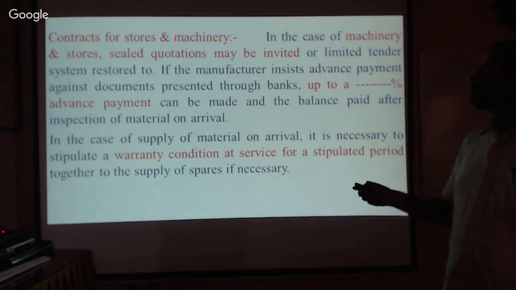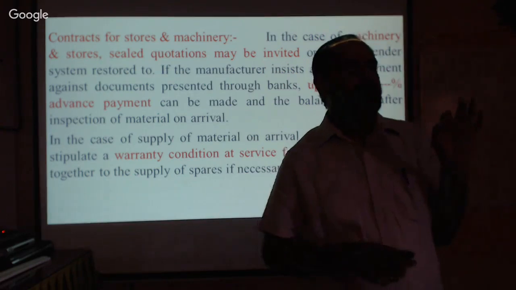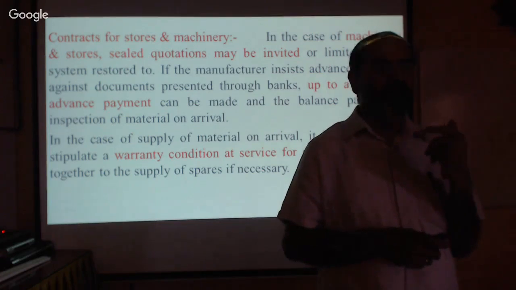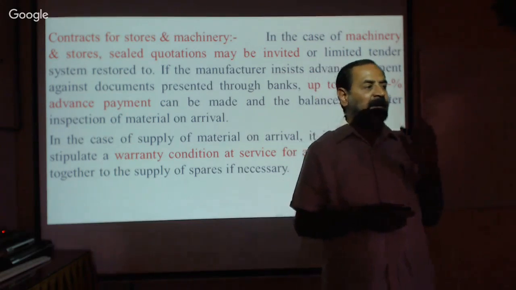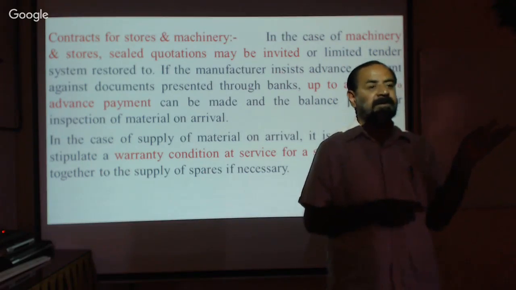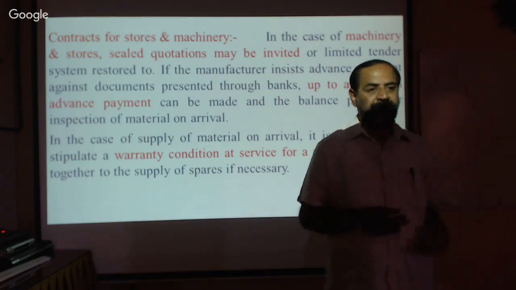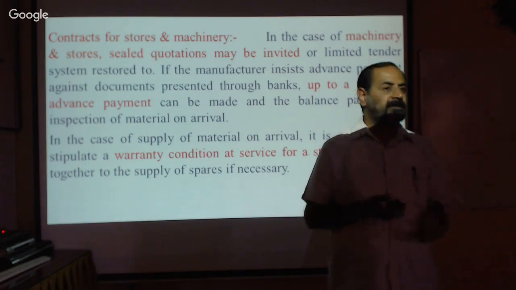Then contracts for stores and machinery. Sometimes in the case of machinery and stores, civil quotations may be invited. Now, some machines or some materials are not available in the schedule of rates, because nowadays we have engineered materials. Engineered material means not available at the standard market price, so it is rarely available. It is manufactured against the order. Therefore we need to work out their rates, new rates for new material.